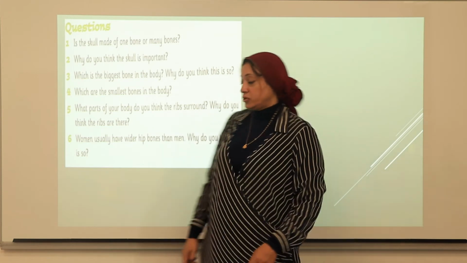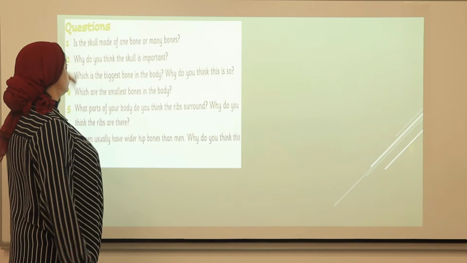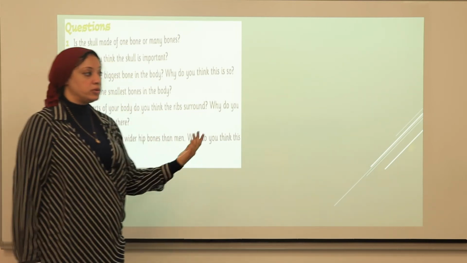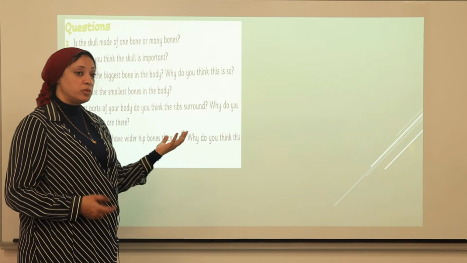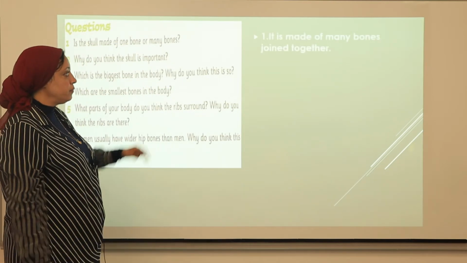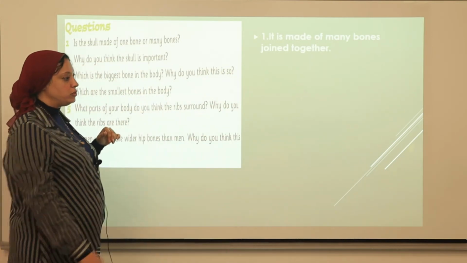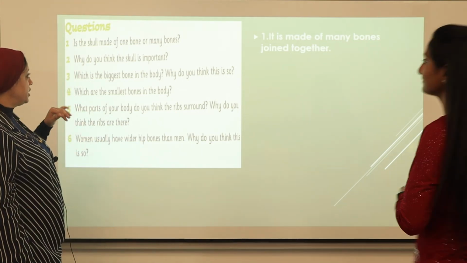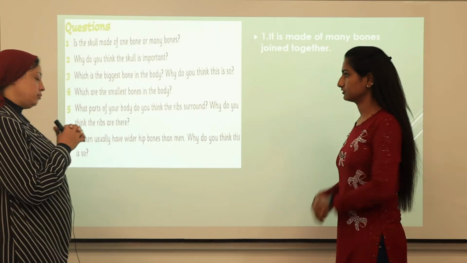Now to the book questions. Question 1. Is the skull made of one bone or many bones? Many bones. Yes, it's formed of many bones. What is the shape of these bones? Flat, yes. So it is made of many bones joined together. Can you please come and join me to answer these questions? So the skull is made of many bones which join together to protect the brain.